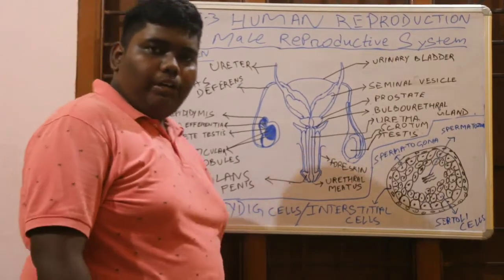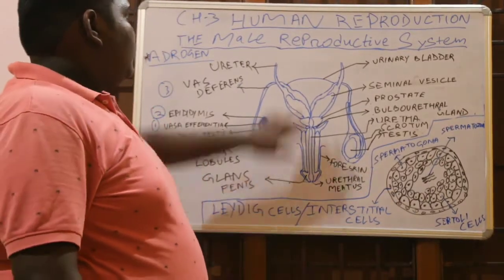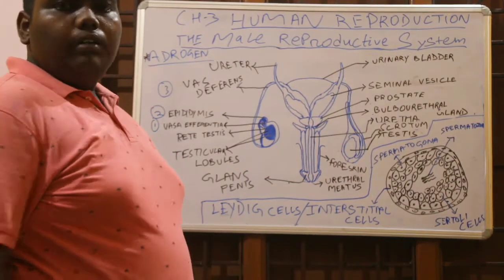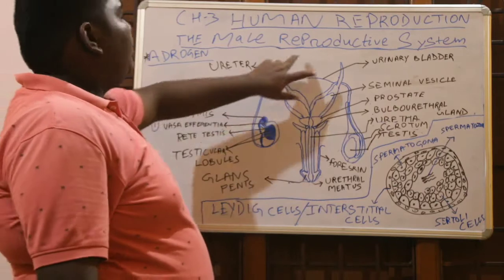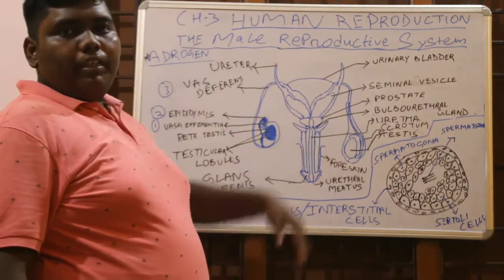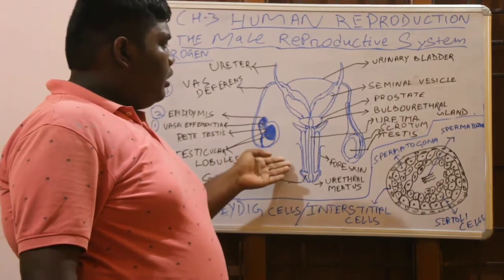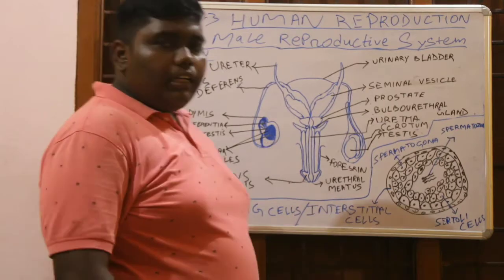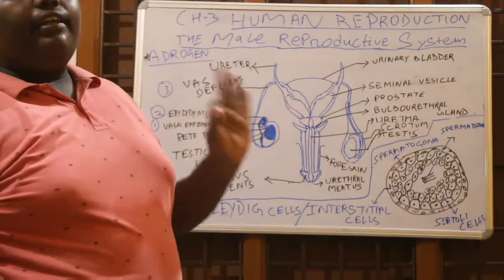Okay students, today we will start a new chapter, that is human reproduction, and the first part of human reproduction is the male reproductive system. Now this is the diagrammatic picture of the male reproductive system. The male reproductive system consists of three things.